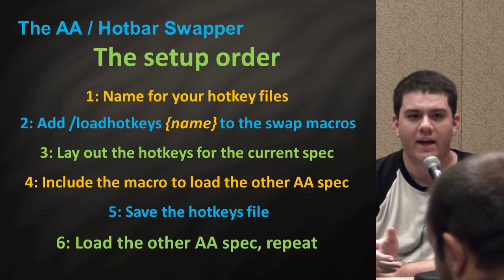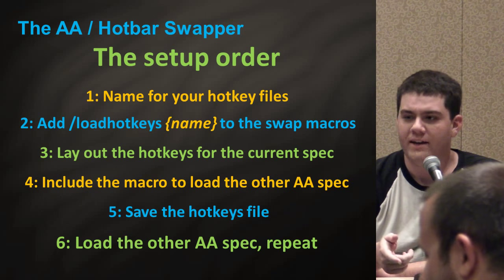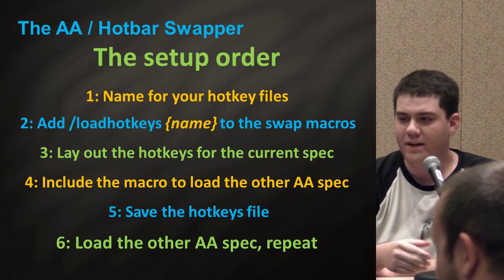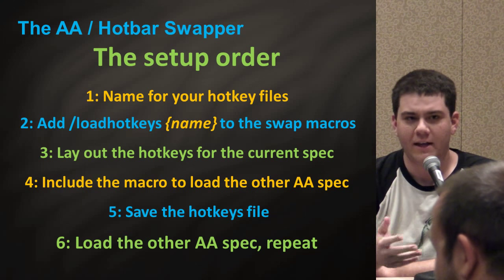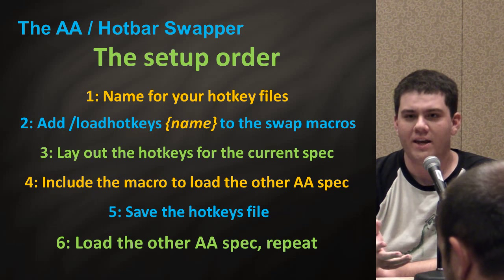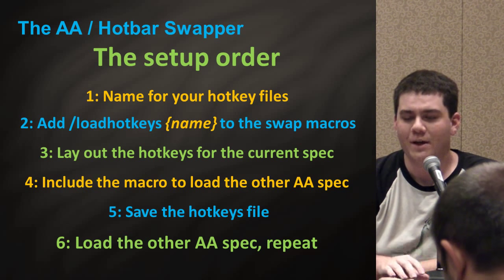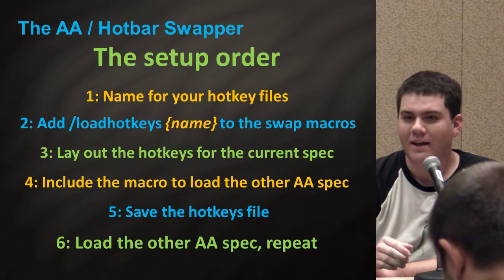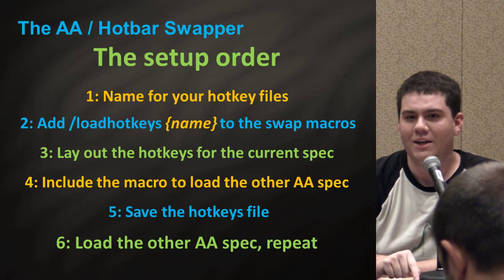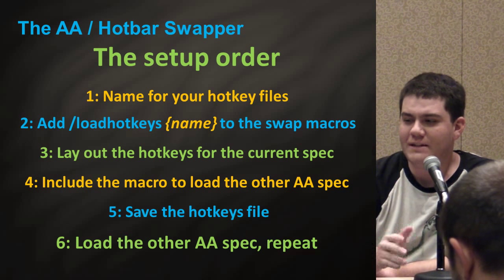Then in the little AE macro, the AA macros for the loading and committing them, I go ahead and add the load hotkeys in there. So I haven't saved them, but I'm already calling what I'm going to be loading. And because they're not saved, I'm not really calling anything in case I hit the macro by accident. So then whatever AA spec I'm in, I'm going to put out all my hotkeys for all the AA abilities that are in there and everything else. And the important thing I'm going to do is include the macro to load the opposite AA spec in the current AA, and then I'm going to save the hotkeys file.